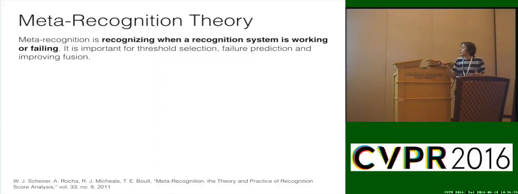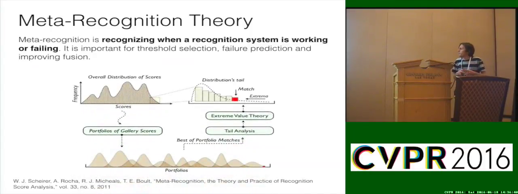It's important for threshold selection, failure prediction, and improving fusion. So again, trying to help us make better decisions. In terms of extreme value theory, how does it play a role in this idea of meta recognition? Again, knowing about recognition systems at some meta level. We have our overall distribution of scores, which I showed you earlier. We have some tail space here from this overall distribution. We can then fit an extreme value theory distribution to extrema from the tail, and then we can leave out data and start bringing it back in to do a hypothesis test based on probabilities.